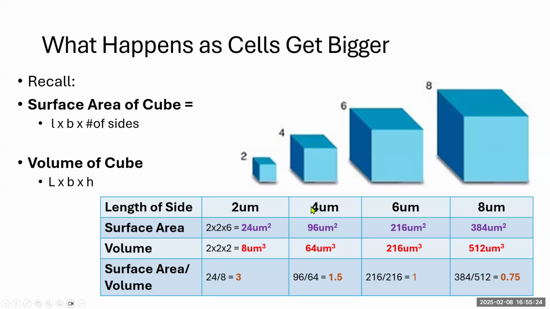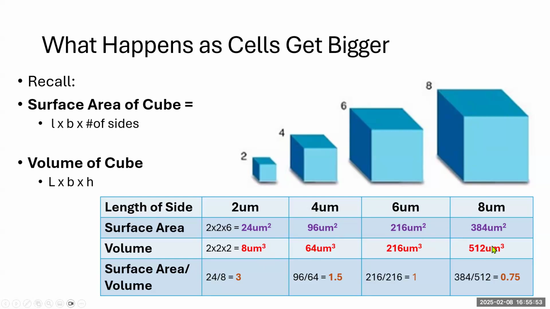But let's take a look at what happens when we increase this to 4, 6, and 8 micrometers. What we realize is that the surface area does increase. So here, our surface area, which will be 4 by 4 by 6, gives us 96. Here it will be 6 by 6 by 6, which gives us 216. And here it will be 8 by 8 by 6, which gives us 384. And when we look at the volumes, we also see that the volumes increase.